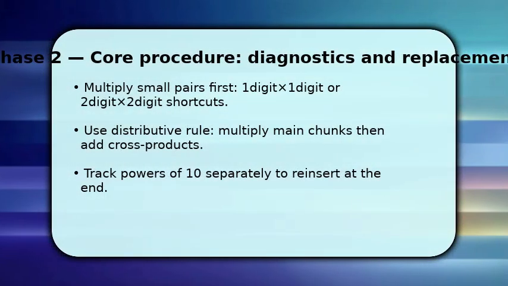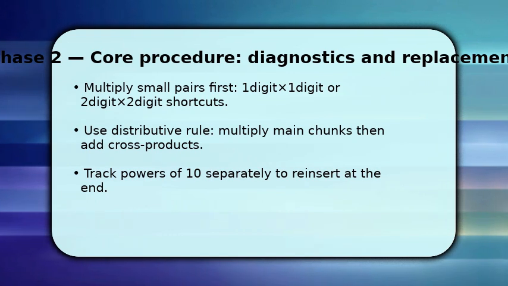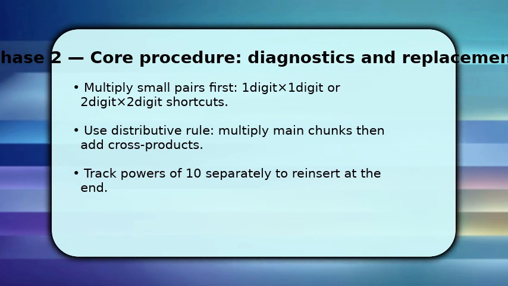Now multiply each pair of parts. Handle the easiest products first, like 25 times 4 or 8 times 7. Use the distributive rule so you do main chunk times main chunk, then add the cross products. This keeps mental load low. When numbers were rounded, apply adjustments. Subtract or add the product of the adjustments.